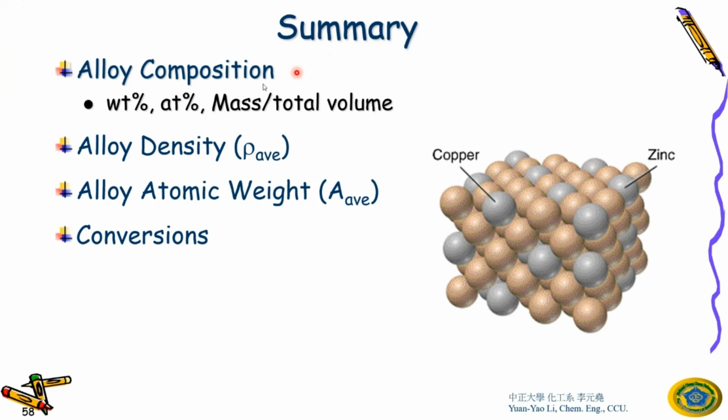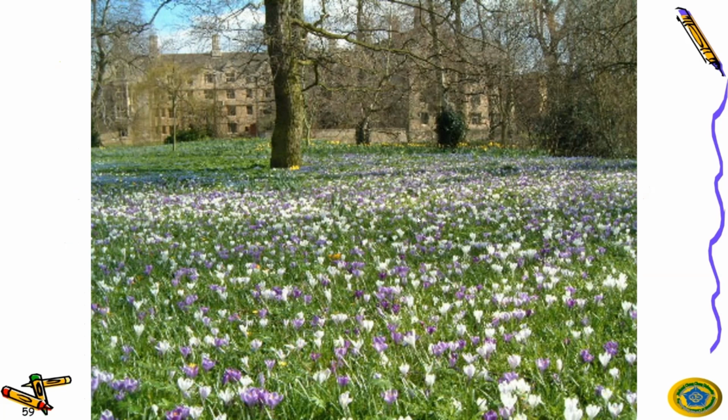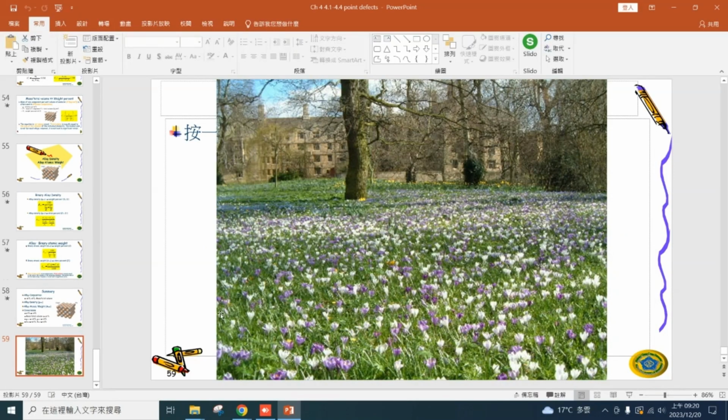So the summary is that for the alloy composition, you can use weight percent, atom percent, or mass per total volume. And if you want to find out the alloy density, you can do it by weight, mass per total volume. The important thing is how to find out the average of the alloy weight and the conversion of these three. So we finish the zero-dimensional defects.